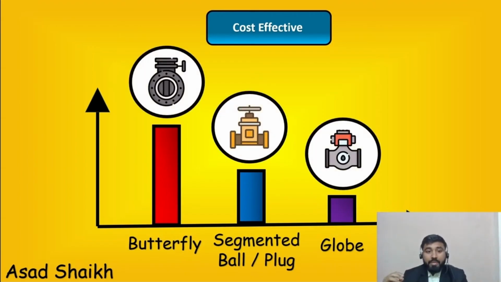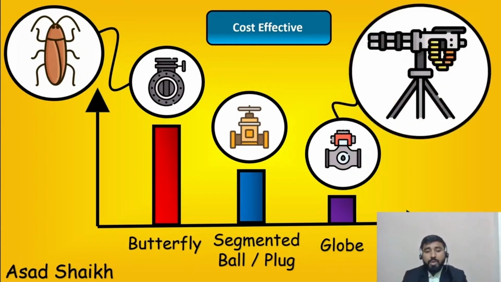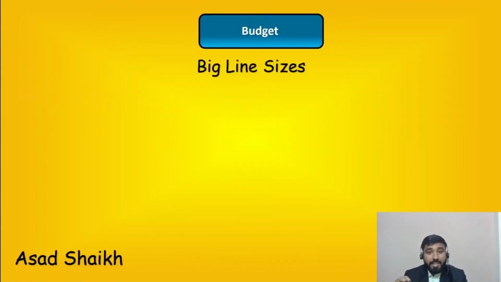So comparatively, butterfly we can keep as of now, then segmented ball and plug, and then the globe valve. Just for our understanding, you can imagine the butterfly valve kind of like the cockroach. Wherever the application is simple, as an engineer, your first chance is to see whether you can have a butterfly valve implemented there. If that doesn't work out, then you look for whether segmented plug can work or globe can work. Now let's look into the second important point, size.